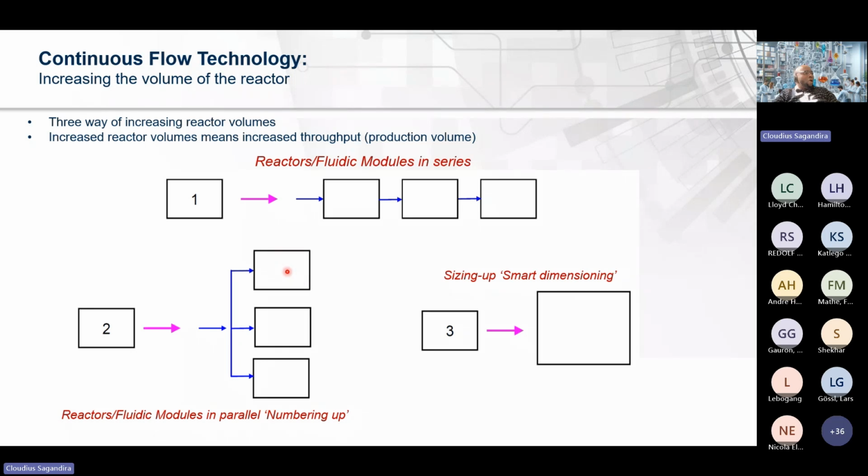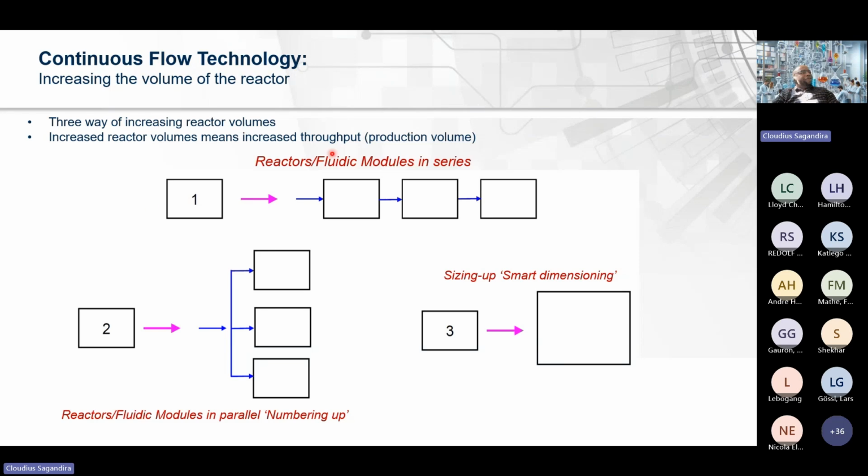Also here you can do what is called numbering up or parallel reactor modules, where you optimize in one, then you put your reactors in parallel, you pump your materials, then you tend to get your products. And you also can do what is called smart dimensioning. With smart dimensioning, there is a lot of engineering involved to make sure that if you optimize in a channel with a diameter of 1 millimeter and you scale to 2 millimeter, you don't lose the mixing efficiency that you were having before. So this requires a lot of engineering to make it work.